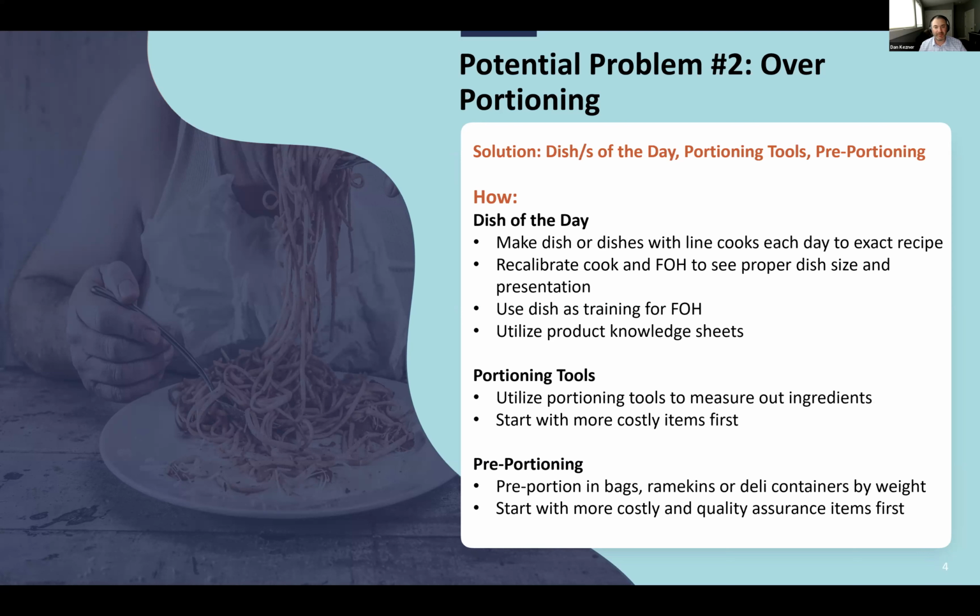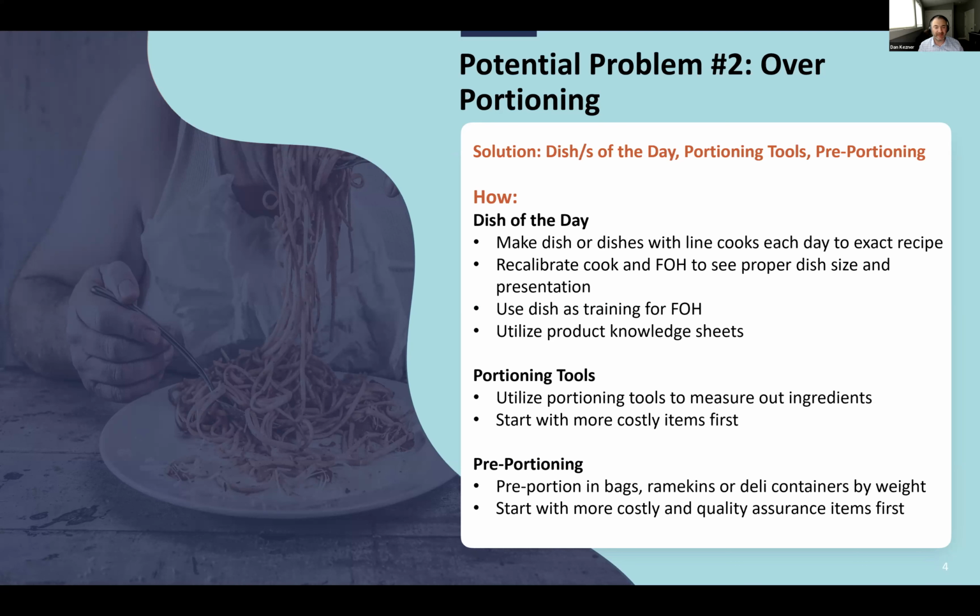And I actually suggest probably making it a couple times. One time the chef can make it, one time the cook can make it. And this has a lot of benefits. Number one, it recalibrates the cook onto what the proper portioning sizes are, because who knows, over a year or two since the last time that person was trained in that particular dish, if they're really following the recipe anymore.